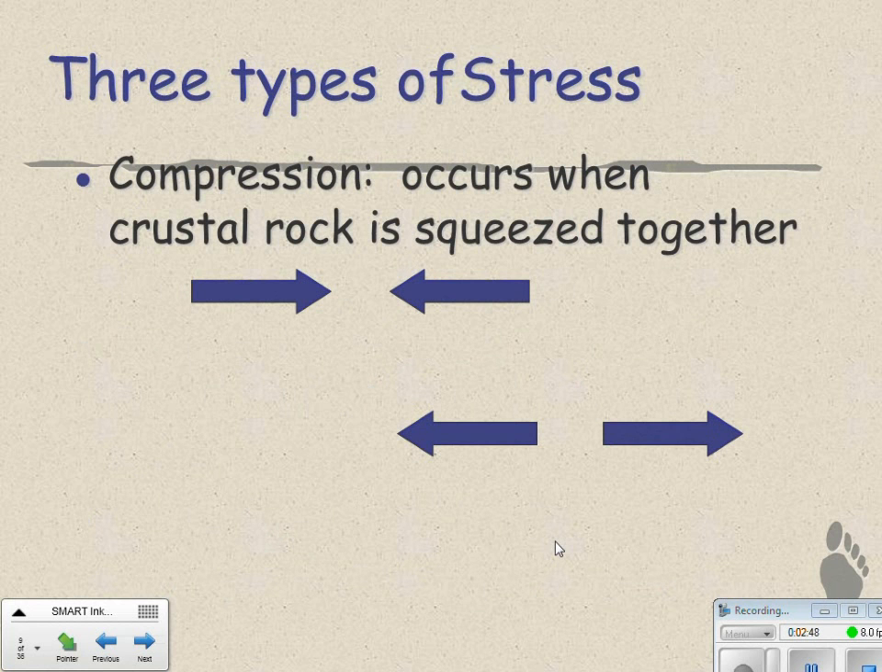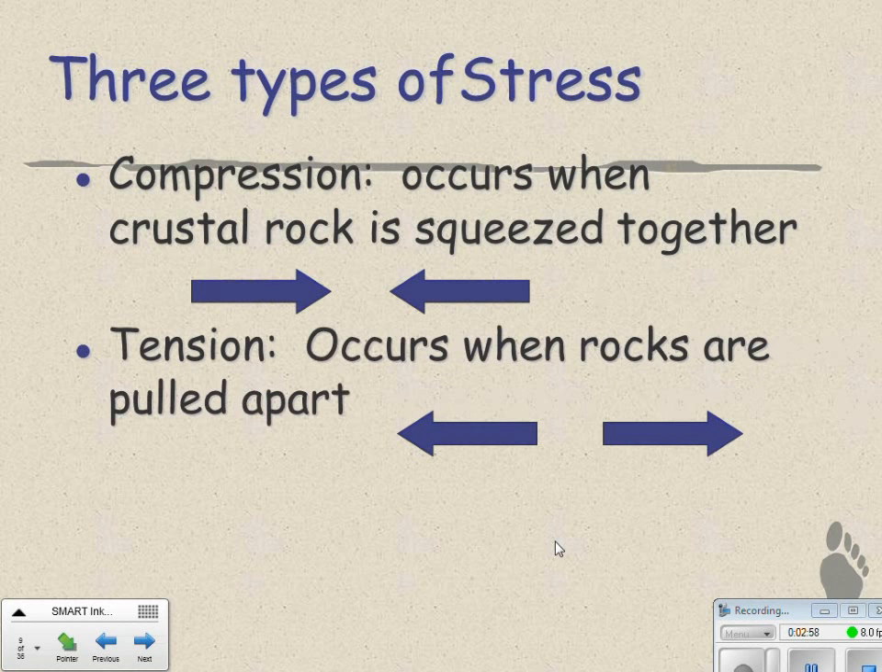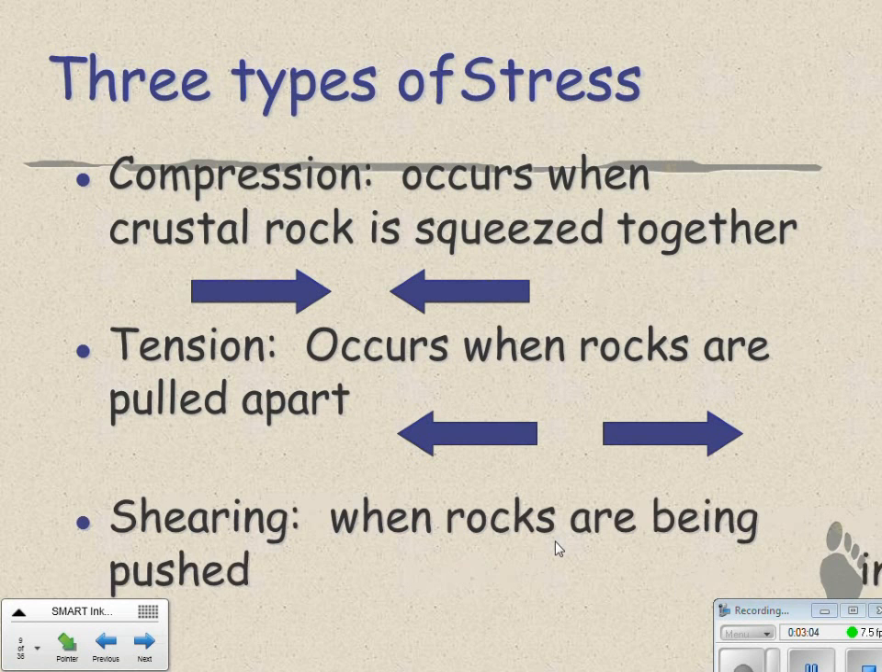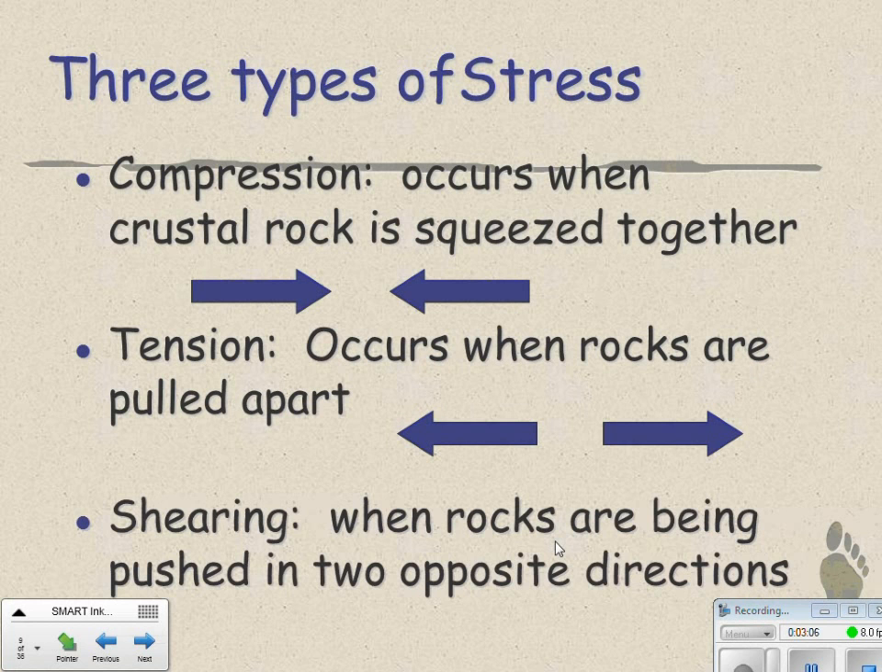Compression means when you squeeze the crustal rock together. You think about, you have a piece of Play-Doh in between your hands, and you press your hands together. You're going to squash the piece of Play-Doh. And then tension occurs when rocks are pulled apart like a rubber band. And then shearing, when rocks are being pushed in 2 opposite directions, just like a pair of scissors. One piece moves one way, the other piece moves the other way in order to cut something.